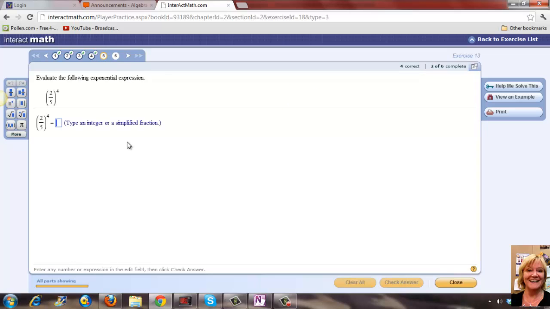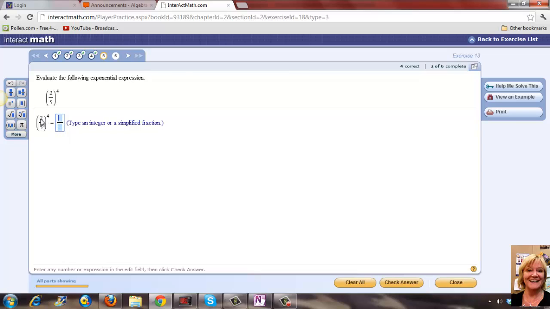Now let's see what happens when I put something in here that's wrong. Okay, so it's asking me to find 2/5 to the power of 4, to the 4th power. So it's asking me to type in an integer or a simplified fraction. Now I'm thinking that this is going to turn out to be a fraction. So since I want a fraction, I go over here to the left and there's all sorts of forms. So I'm going to pick the fraction form, and you see that it put in a numerator and denominator space for me. Well, that's good.